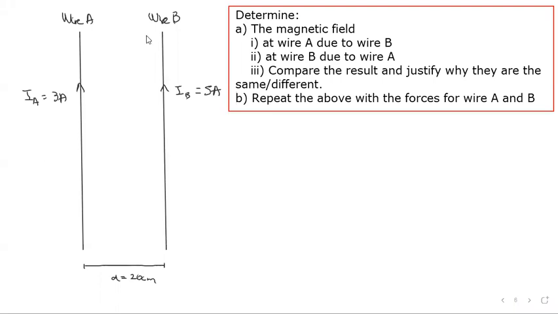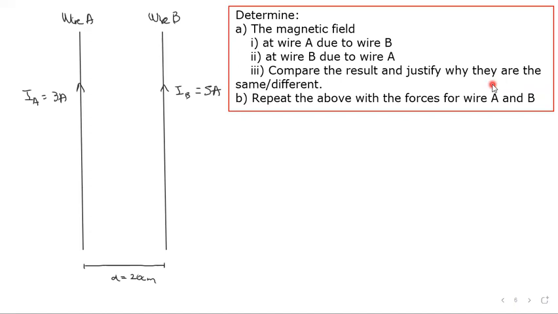So we now want to determine, in this scenario, we've got two wires. They're both carrying current, different amounts of current, 3 amps and 5 amps. They're separated by 20 centimeters. And you want to determine the magnetic field at YA due to YB, at YB due to YA, and then we'll compare the results and justify if they're the same or different. And then we'll do the same thing again with forces. So let's do this with the magnetic field first.